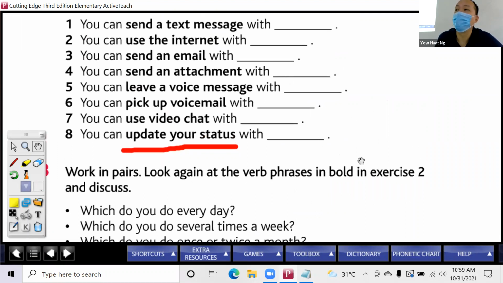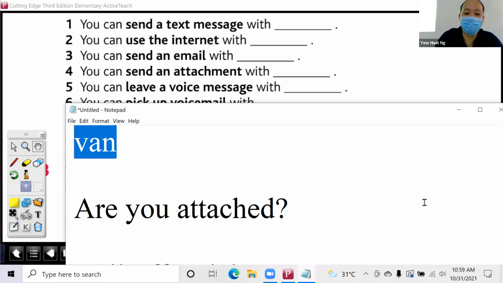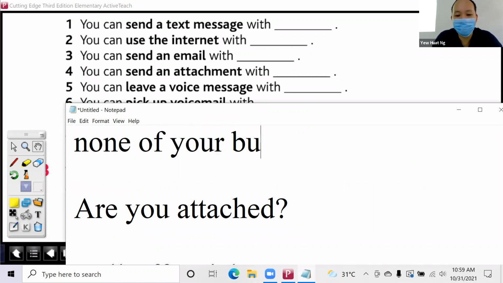So you do everything? Okay. Do you always update your status? Use video chat? Okay. Every day? Oh, who do you talk to? Then no, your answer is, let me teach you, okay? When I ask Jiahe, who do you talk to? Your reply is, what is the meaning of none of your business?